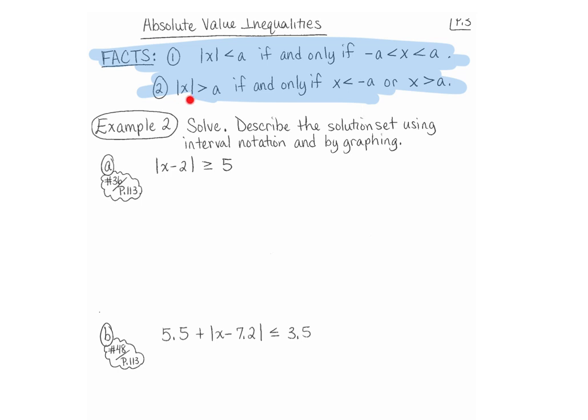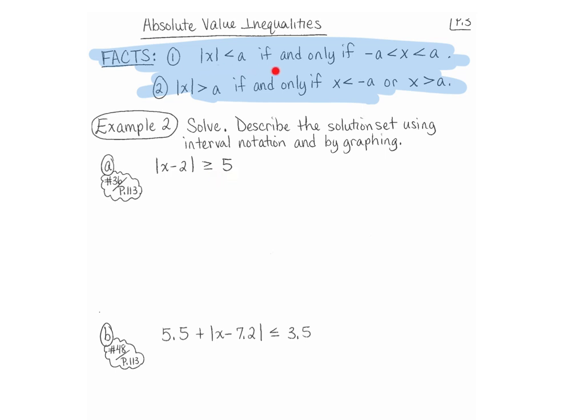The absolute value of x is greater than a if and only if x is less than negative a or x is greater than a. So let's go through and do example 2. We want to solve the following. We want to describe the solution set using interval notation and by graphing. Part A. We have the absolute value of x minus 2 is greater than or equal to 5.